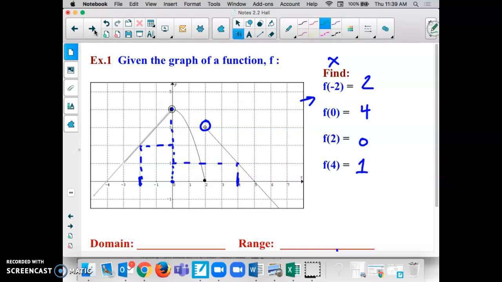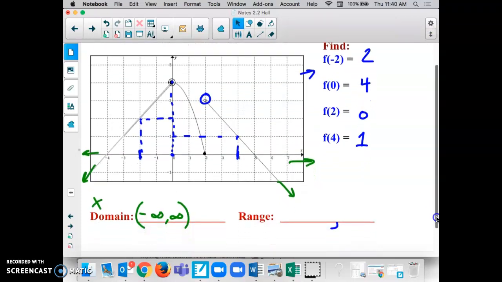Second part of this says, what's the domain? Now, our domain is our x values. So these are our x values. Now, if I look at the graph to the far left and the far right, this graph is going to the right forever, and it's going to the left forever. All right, so let's keep that in mind. What does that give us? The domain, negative infinity to infinity, in interval notation, and I use parentheses on those.